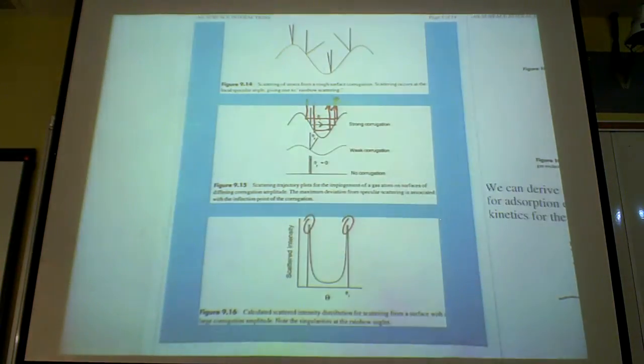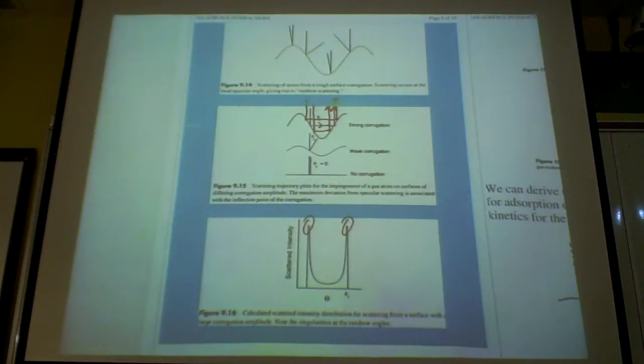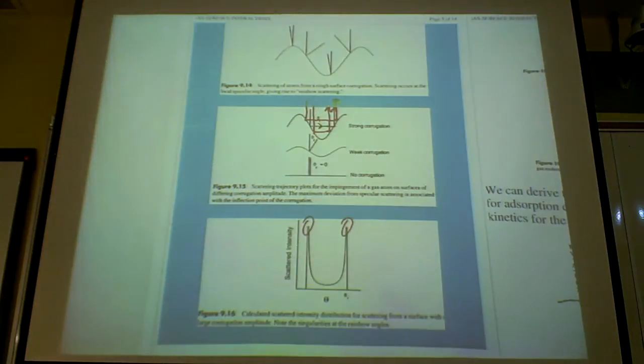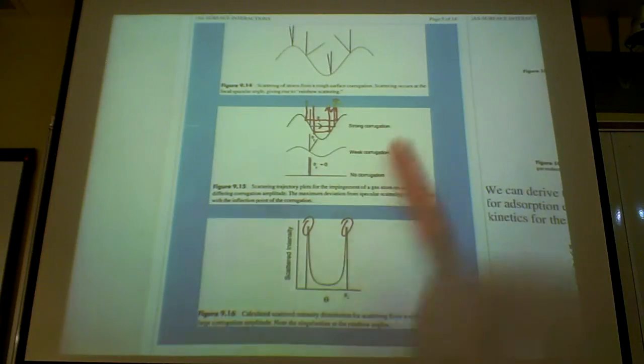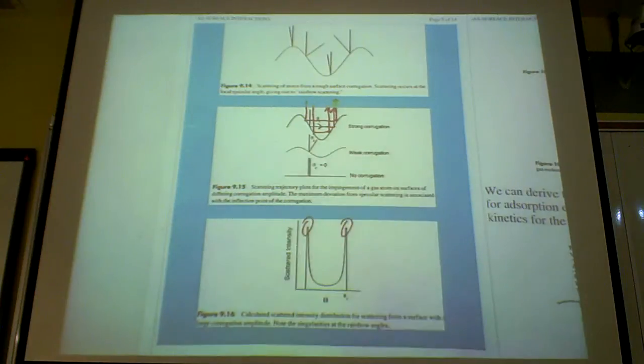Coming in normal to your surface, the atom just bounces back. The reflection angle just bounces back. But of course, the surface itself is not totally atomically flat. It does, however, have so-called corrugations, meaning that you have this roughness on the surface.